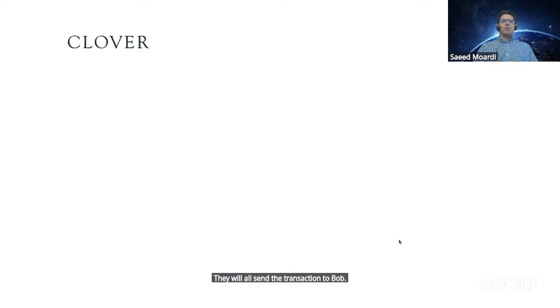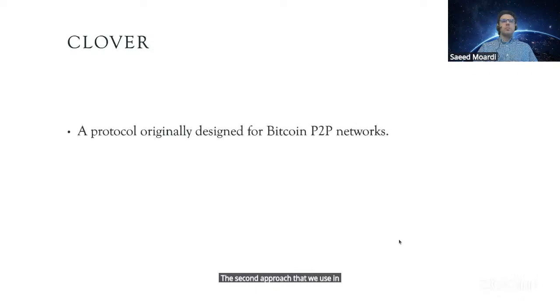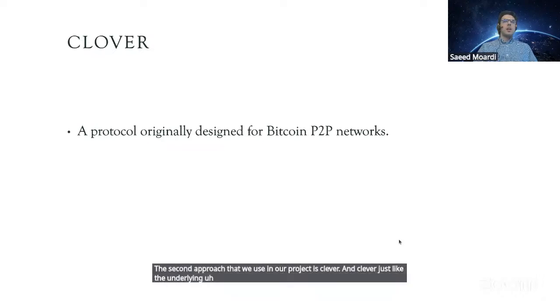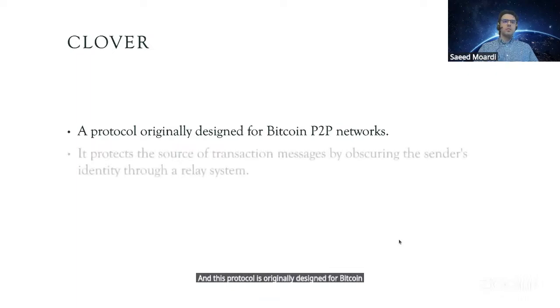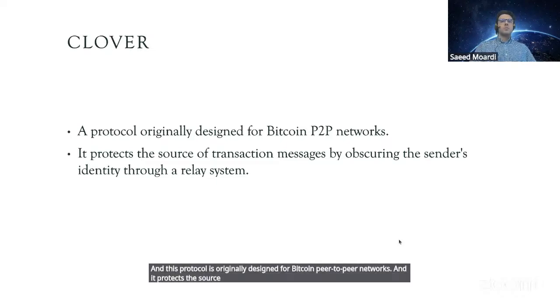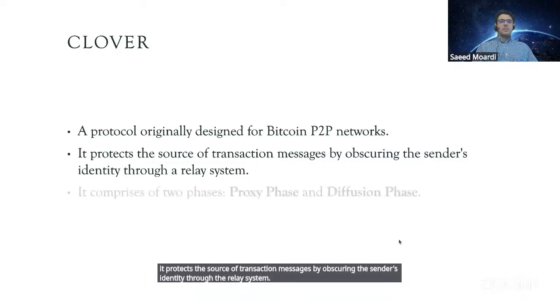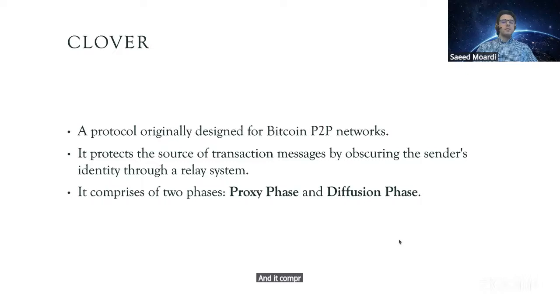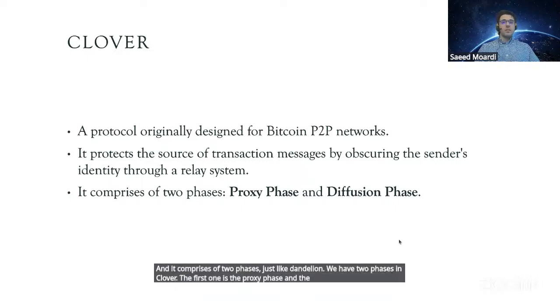The second approach that we use in our project is Clover. Just like Dandelion, Clover is a protocol to prevent de-anonymization attacks. This protocol is originally designed for Bitcoin peer-to-peer networks, and it protects the source of transaction messages by obscuring the sender's identity through the relay system. Just like Dandelion, we have two phases in Clover. The first one is the proxy phase, and the second one is the diffusion phase.